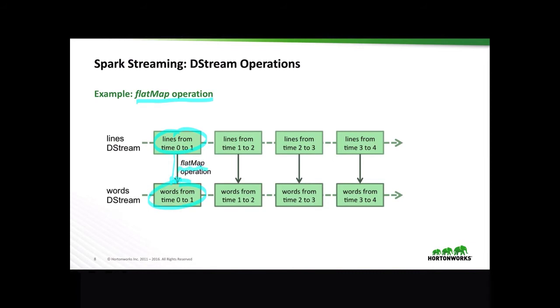For example, here we demonstrate converting a stream of lines to words. The flat map operation is applied on each RDD in the lines DStream to generate the RDDs of the words DStream on a 1-second interval. Note that this 1-second interval is also the batch interval, during which a system could receive no lines at all to hundreds or even billions of lines, depending on its processing capability.